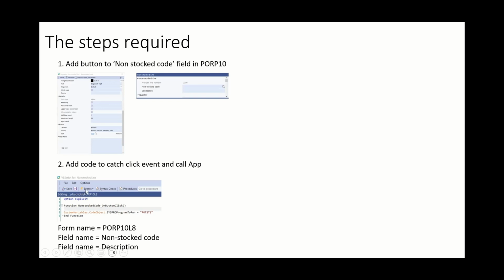And whilst we're doing this, what we need to record is the form name. Well, that's fairly easy because that's just at the top here. And then the caption or the field names of the two fields that we're actually updating. And these were non-stock code and description. So we'll need those for later on.